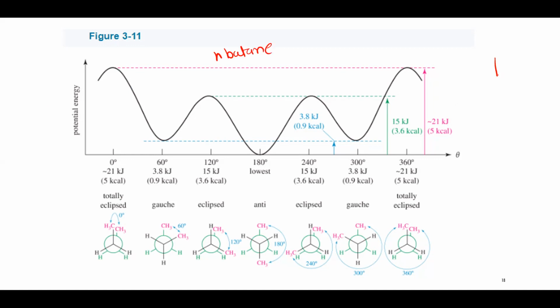I'll draw the structure of N-butane here, which contains CH3 groups, and let's say I will draw the anti-structure. So this is the anti-conformation of N-butane. We'll go one by one. What are the conformations possible here? So we'll start from here.